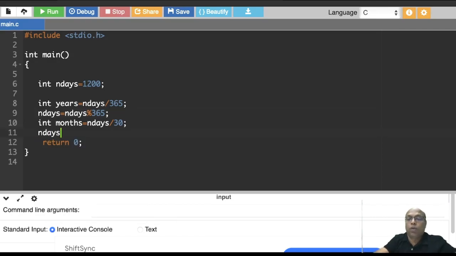N days is equal to n days modulus 30. The quotient was 3. 3 30s are 90. What is remaining? 15. So integer weeks is equal to n days divided by, I am going to put 7.